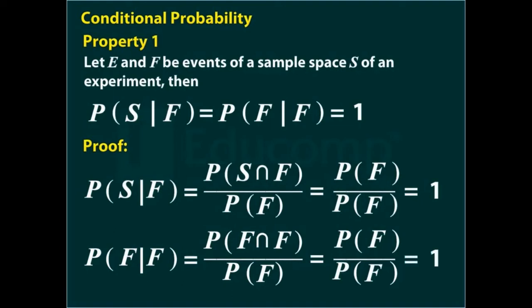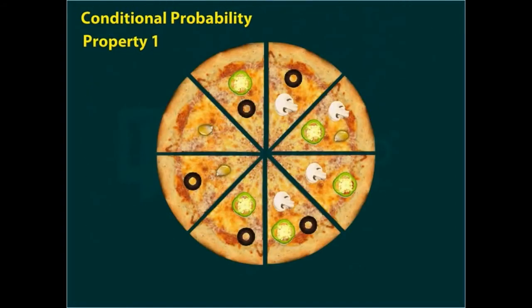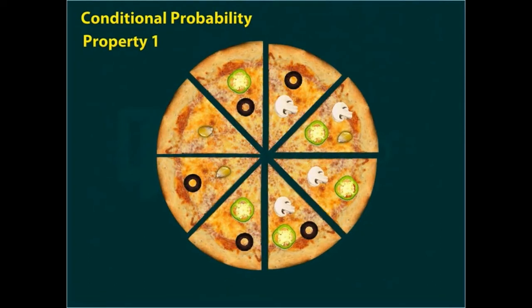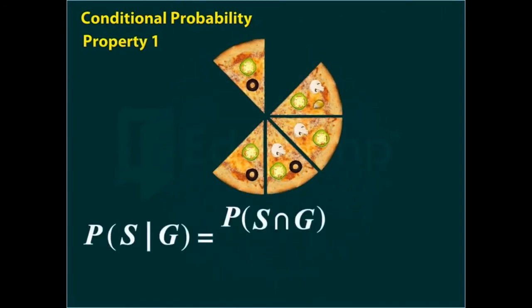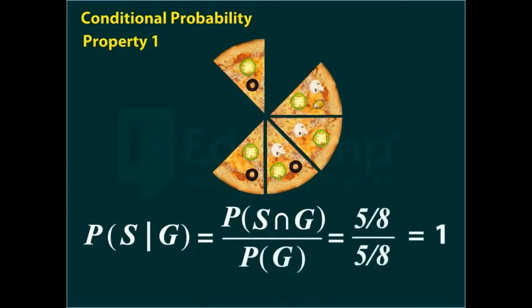Let us now discuss the first property of conditional probability. The probability of a slice with all the types of toppings, provided that the slice is with green capsicum, is probability of S intersection G by probability of slice with green capsicum, equals 5 by 8 by 5 by 8, equals 1.